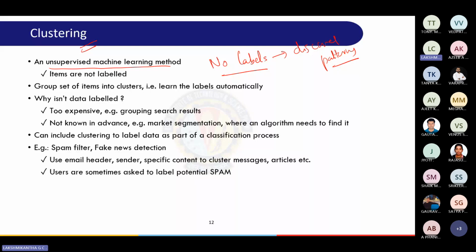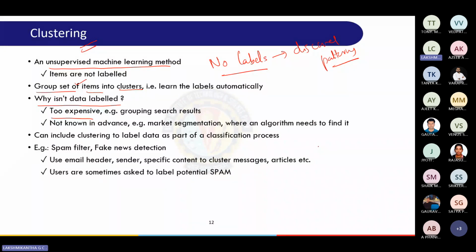Then look at the second point: group a set of items into clusters. Guys, what we are going to do here is take similar items and group all the similar items into a cluster. That's why they have mentioned here, group a set of items into clusters. And one more point: why is the data not labeled? The reason behind this is that it is too expensive. Sometimes it comes under an unknown category, and sometimes we have too many items. In that situation, people do not concentrate on labeling; they focus on unlabeled data.